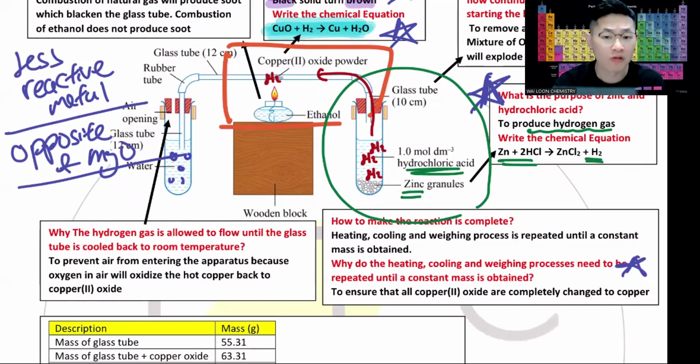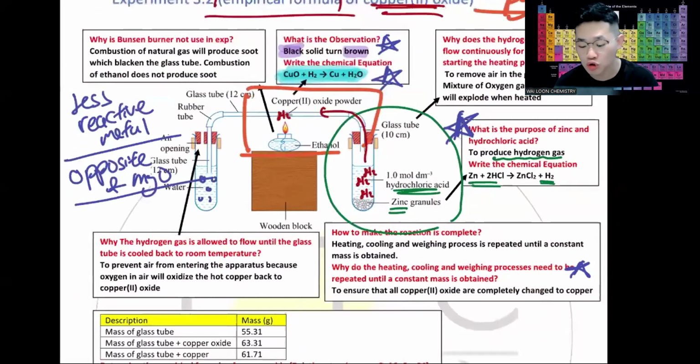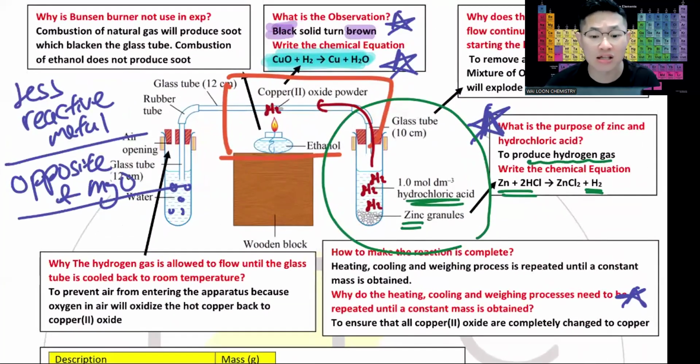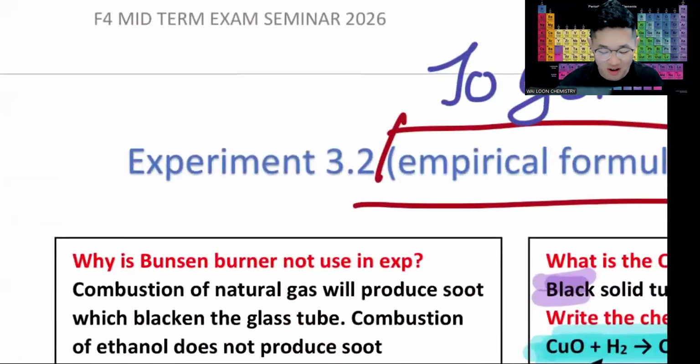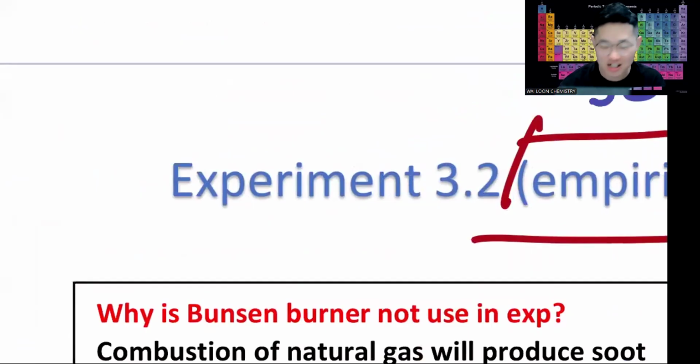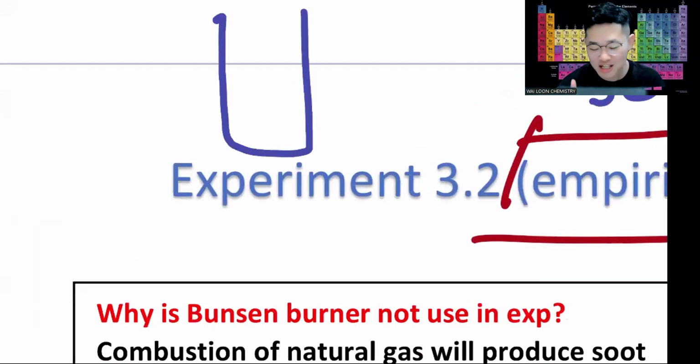We have to let it flow for a few minutes before we start heating the metal oxide because we want to make sure the air in the glass tube is removed. To remove the air in the glass tube. That's because a mixture of oxygen and hydrogen can cause an explosion. Of course, not a very big explosion, boom, then the whole school is gone. No lah. Okay, I believe you all. I don't dare to ask this question now.